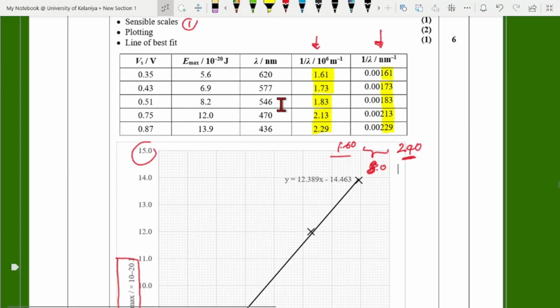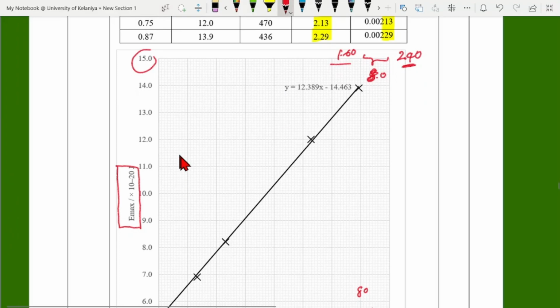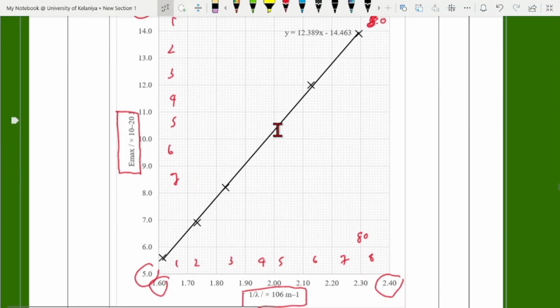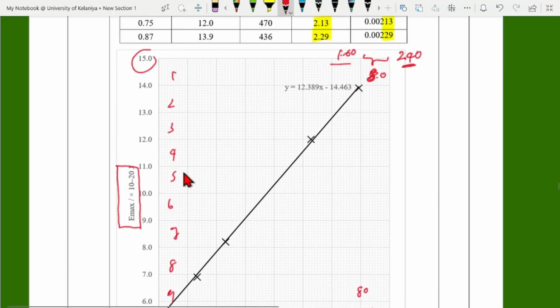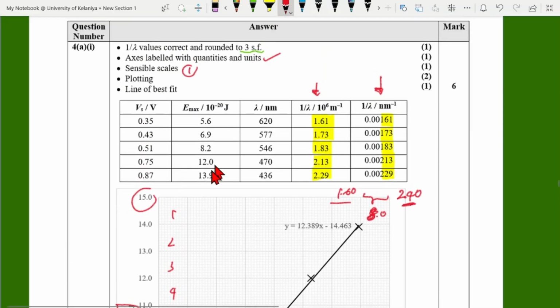Here, then what about this one? We have 1 over here, 2, 3, 4, 5, 6, 7, 8, 9, and here it is 10. So we have 100 squares. So you have to make sure your y-axis range is within a range of 100. So if we start from 5.0 and it is 15.0, we have 10, so we can divide it into 10 parts. Then you can choose a correct scale, so 1 mark for that one.